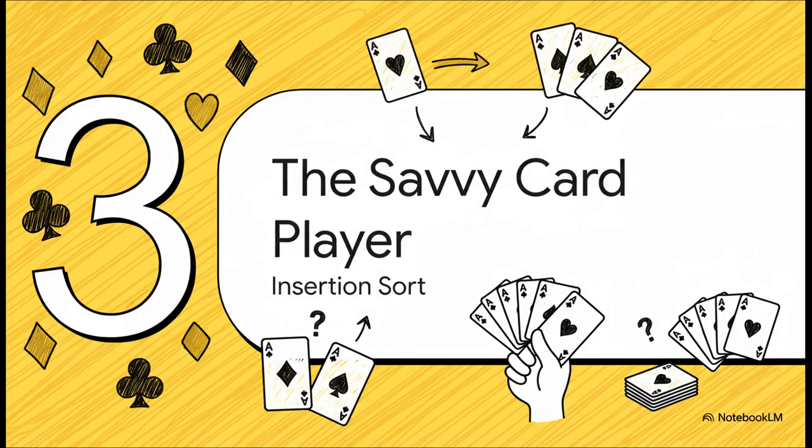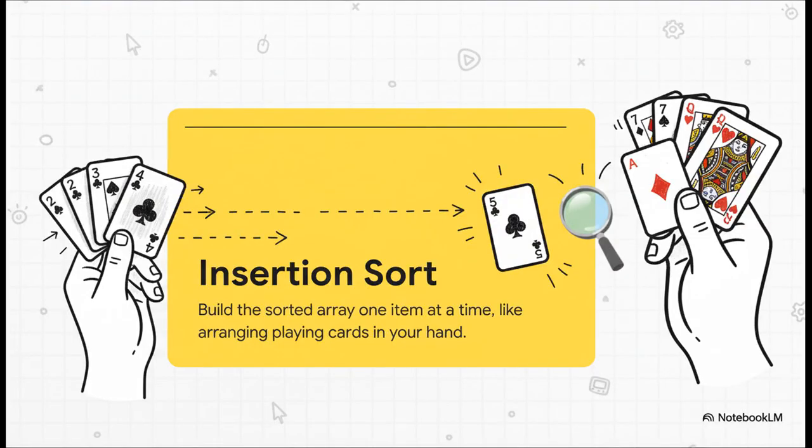Our third classic algorithm is probably the one that feels the most, well, human. Let's meet insertion sort, or as I like to call it, the savvy card player. Because this is almost certainly how you sort a hand of cards without even realizing it. The logic here is just so intuitive.